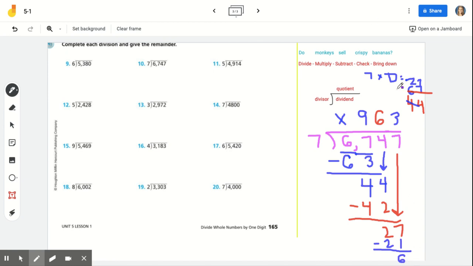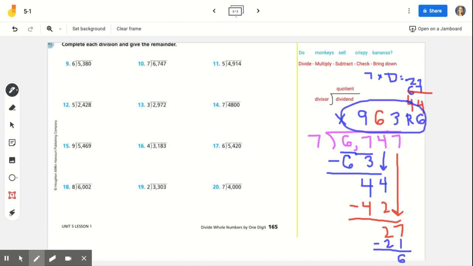Next step is to check. Is 6 less than 7? It is, so we can't form any other groups. Next step is to bring down. There's nothing else to bring down. So that means we reached the end of our long division problem. The instruction says give each answer with the remainder. So 6 here, since there's nothing else to bring down, is in fact a remainder. We're going to go up to our quotient. We're going to put an R for remainder. And our answer, our quotient, is 963 R6.